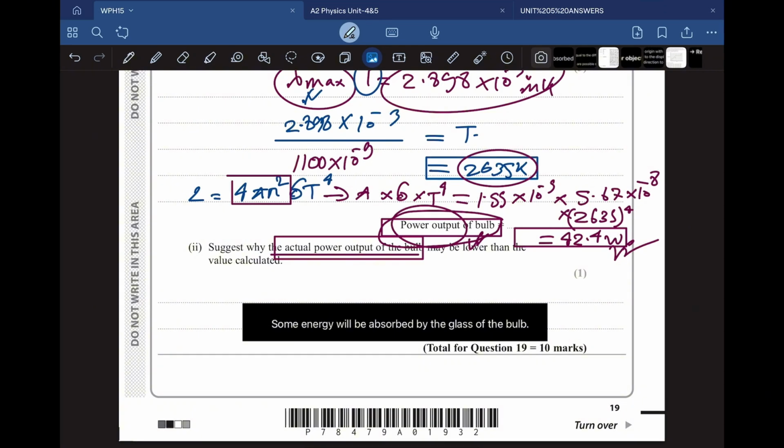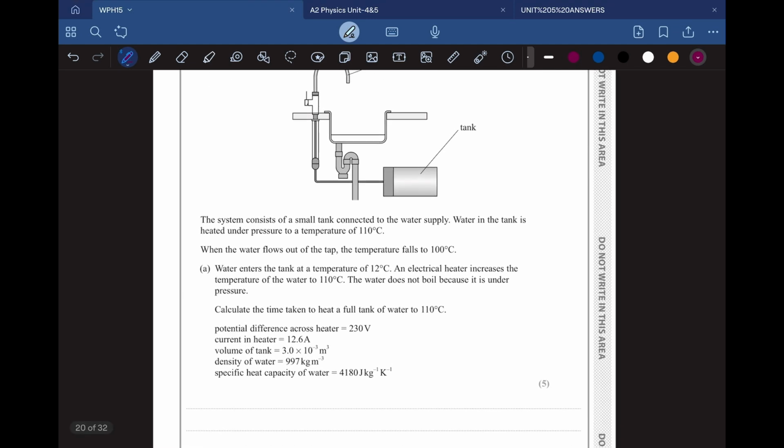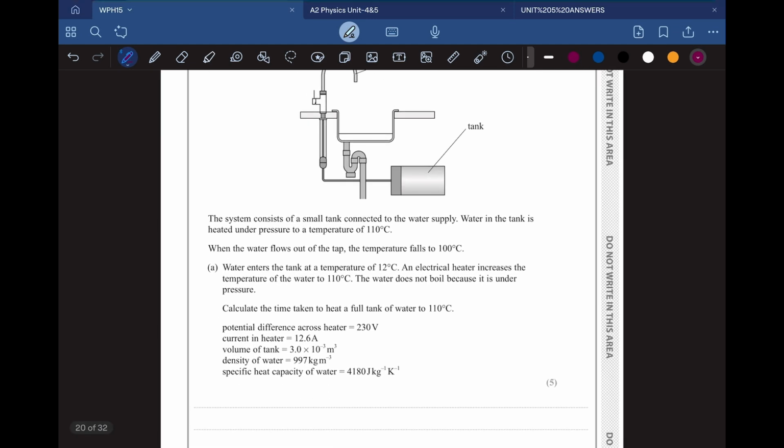So basically we are done with question number 19 as well. Now let's head towards question number 20. Question number 20 says 50 years ago, Henry Petrie developed a device for the kitchen that produces instant boiling water. A modern version is shown. The system consists of a small tank connected to the water supply. Water in the tank is heated under pressure at a temperature of 110 degrees Celsius. When the water flows out of the tap, the temperature falls to 100 degrees Celsius. Okay, because there is no more pressure there.